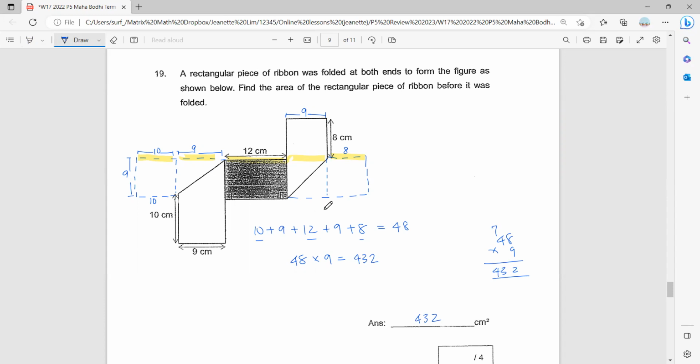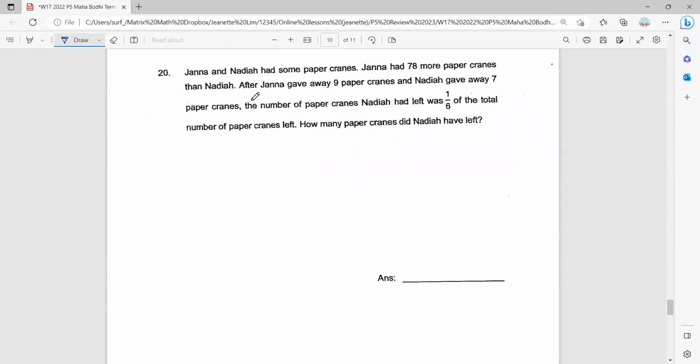Okay, question 20. Jaina and Nadia had some paper cranes. Jaina had 78 more paper cranes than Nadia. After Jaina gave away 9 paper cranes and Nadia gave away 7 paper cranes, the number of paper cranes Nadia had left was 1/6 the total number of paper cranes left. How many paper cranes did Nadia have left? Now, if the first piece of information given to us is the difference between Jaina and Nadia, then we would use a model.